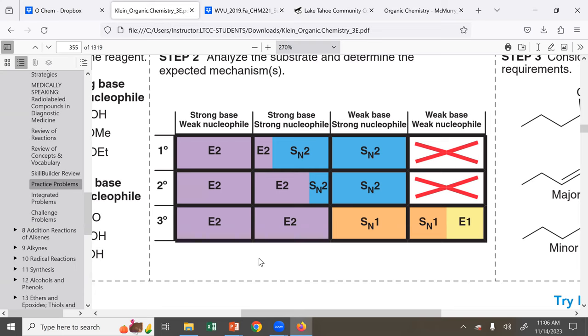is if your leaving group is on a primary, secondary, or tertiary carbon, that's going to change what mechanisms we can expect, right? And then, is it a strong base? We've mostly talked about nucleophiles at this point because we haven't gotten into elimination reactions, and bases generally affect elimination reactions because they have to be able to pull a hydrogen off instead of attacking a partial positive on a carbon.